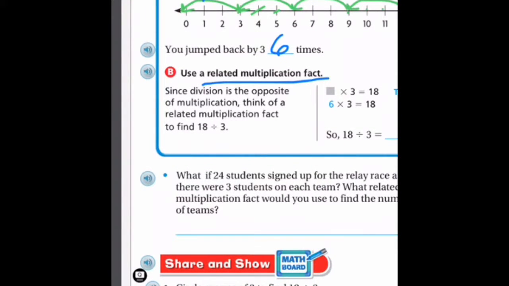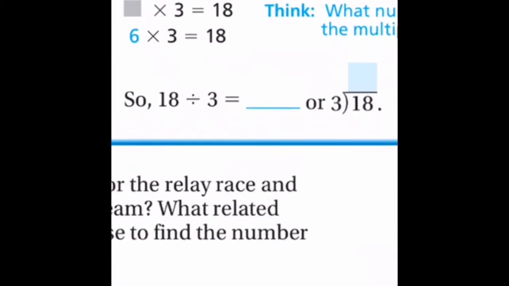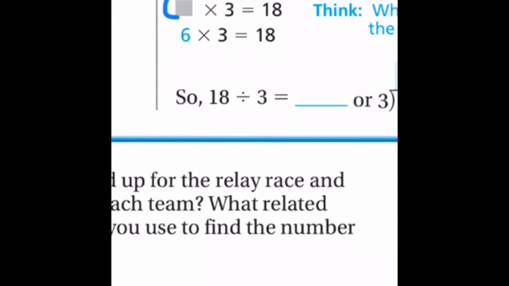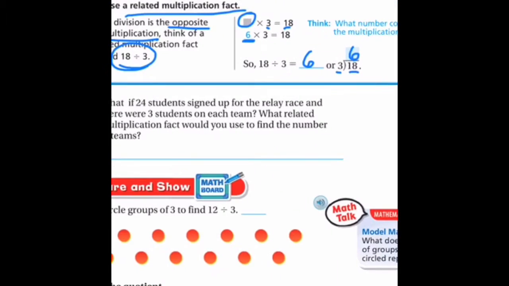We can use a related multiplication fact because division is the opposite of multiplication. So think of a related multiplication fact to find 18 divided by 3. Okay, so that means something times 3 equals 18, and that something is 6. So 18 divided by 3 is 6.